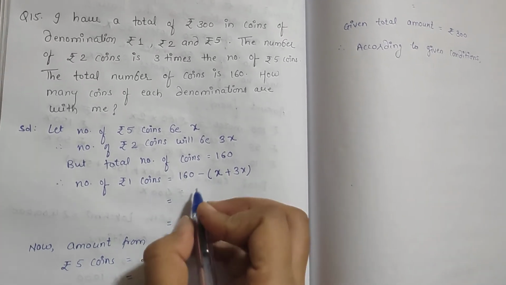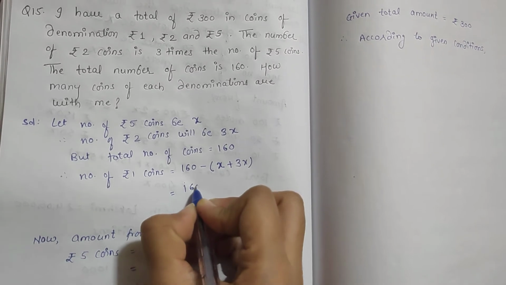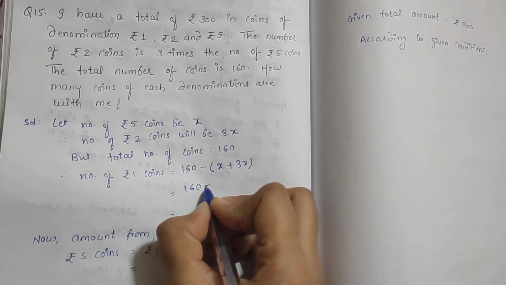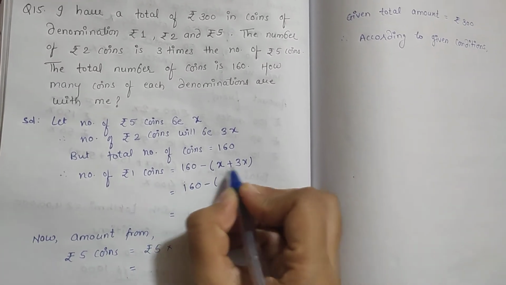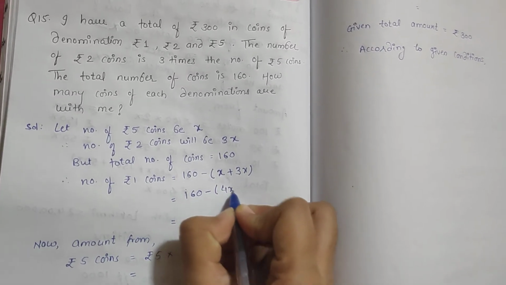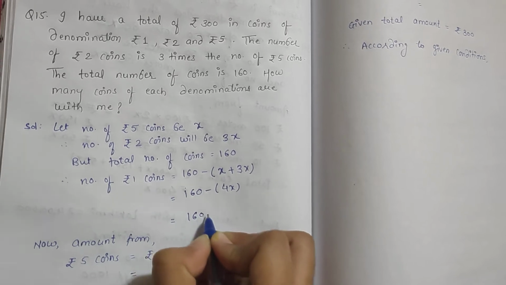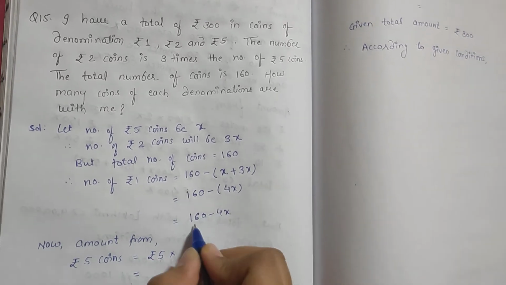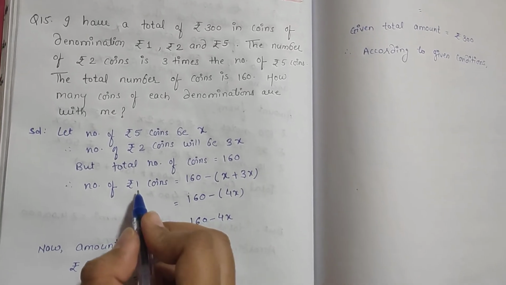So we have to open this bracket, so it will be 160. Here it will be minus. Now first let us calculate here: 3x plus x, so it will be 4x. So here we can say it is 160 minus 4x. This is the total number of rupees 1 coins.